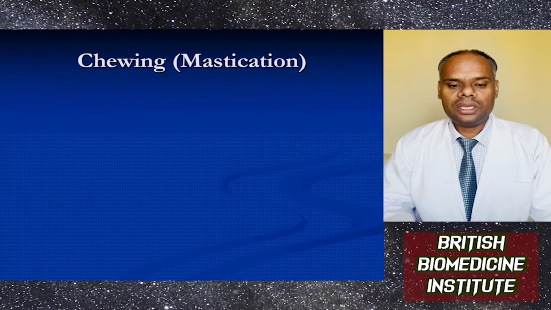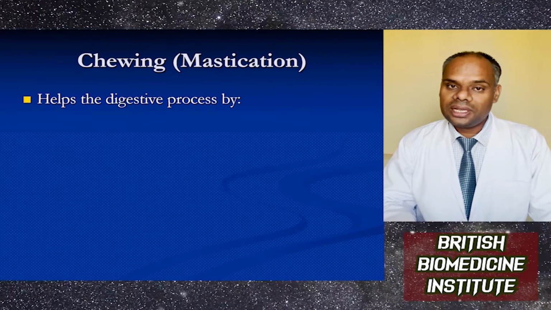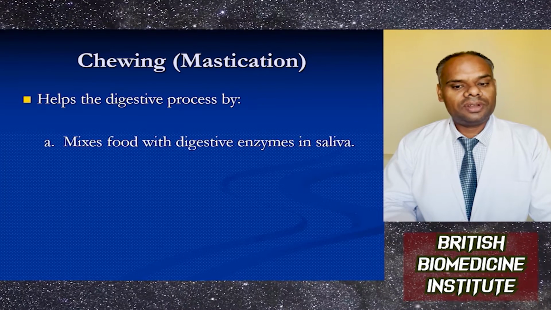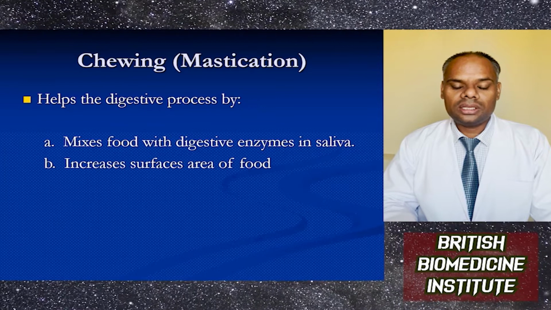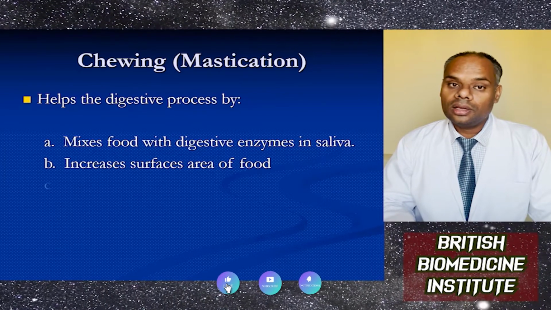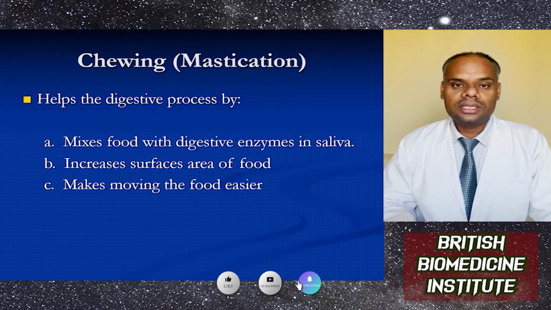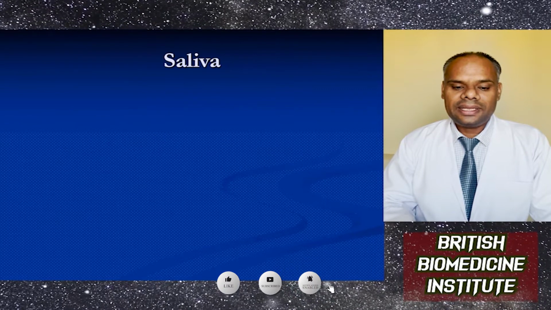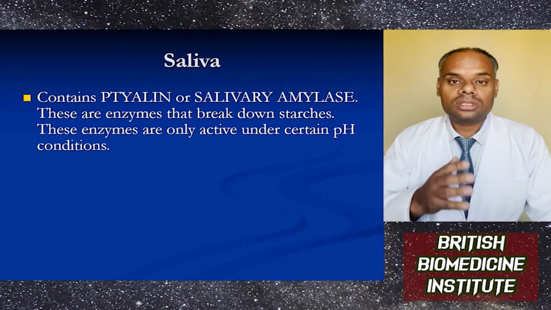Now comes chewing, or mastication. It helps the digestive process by mixing food with digestive enzymes in saliva. It increases the surface area of the food and makes movement of the food easier. Saliva contains ptyalin and salivary amylase. These are the enzymes that break down starches.